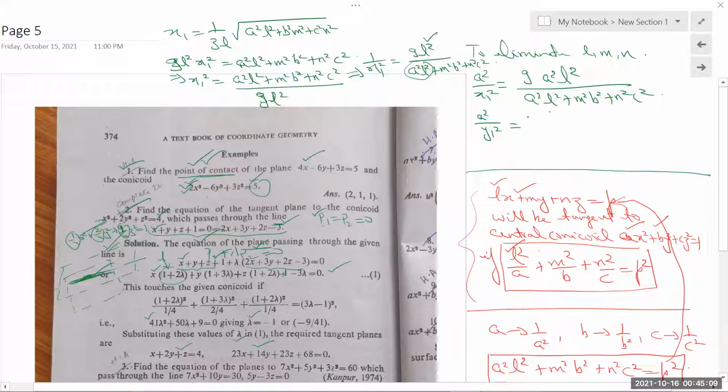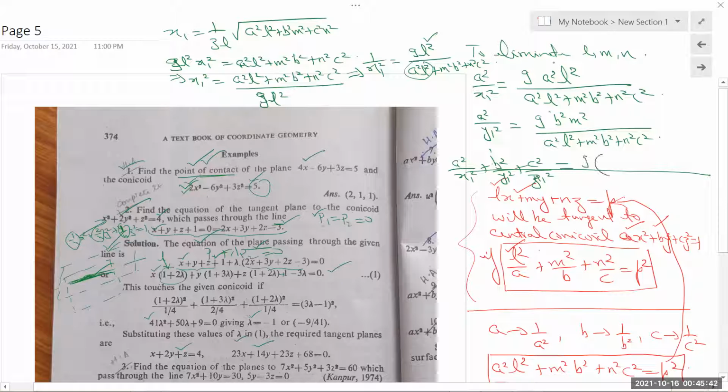So b square by y1 square is again 9 times b square m square upon this whole denominator, a square l square plus b square m square plus n square c square. And similarly, the third term. Now look at what we will get on adding. On adding, I have a square by x1 square plus b square by y1 square plus c square by z1 square is equal to 9.